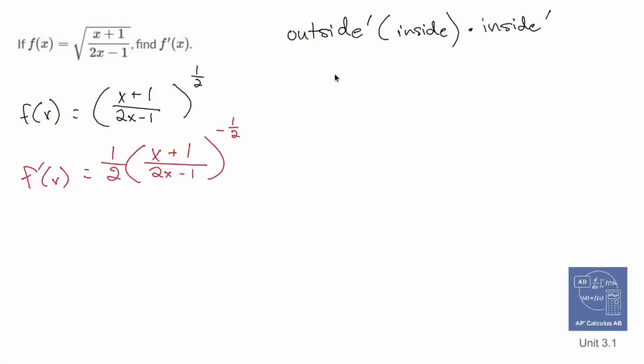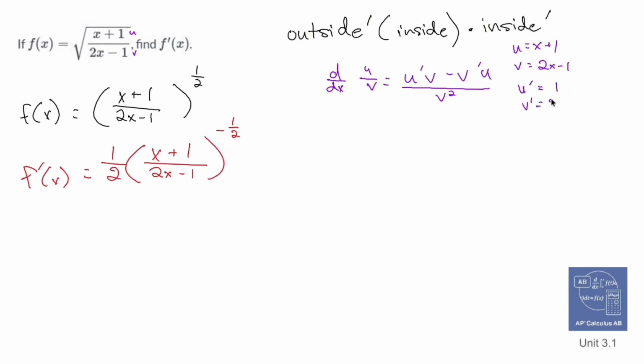So the quotient rule says that if you take the derivative of u over v, you get u prime v minus v prime u all over v squared. U would be my U. U would be my V. So U is x plus 1. V is 2x minus 1. The derivative of the numerator is just 1. The derivative of the denominator is just 2.